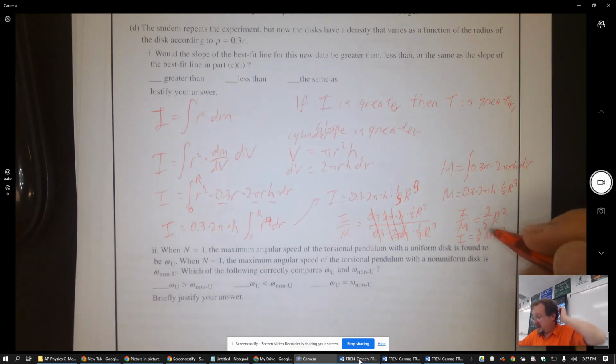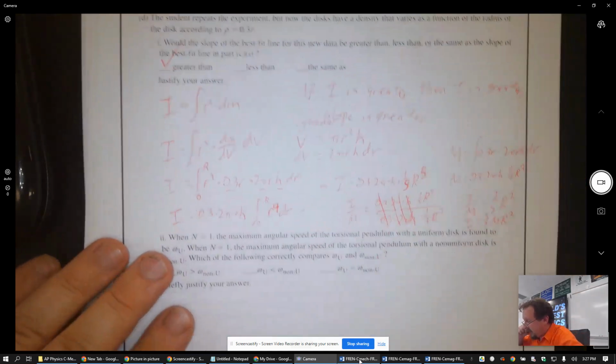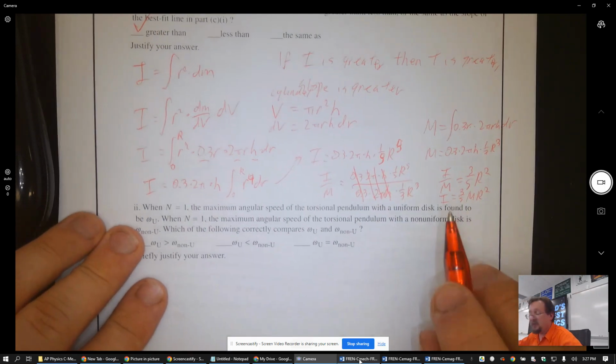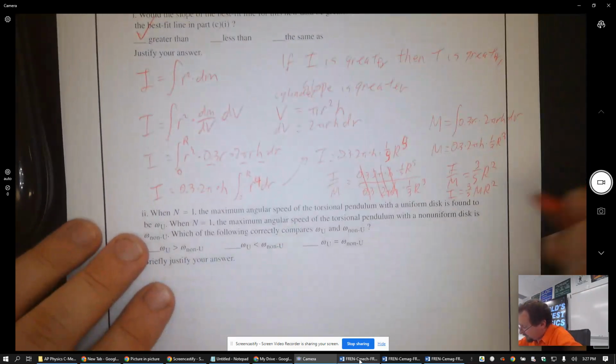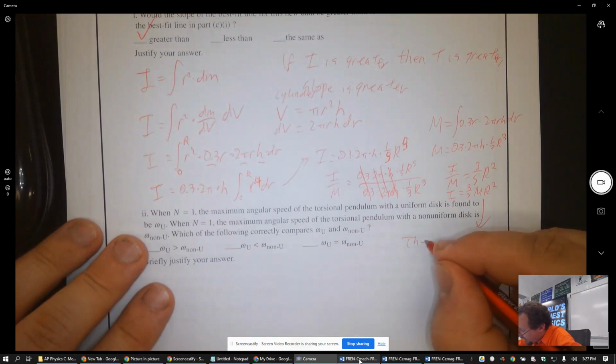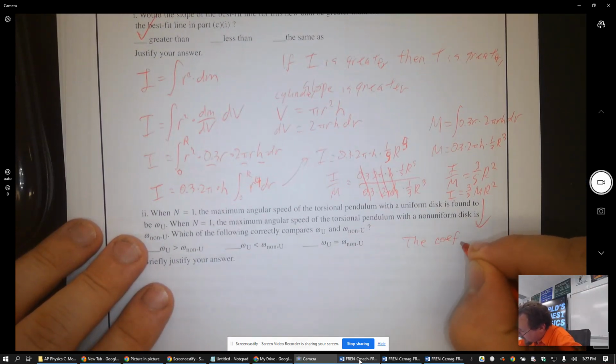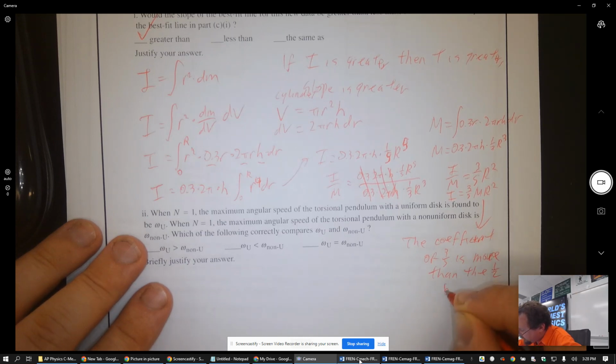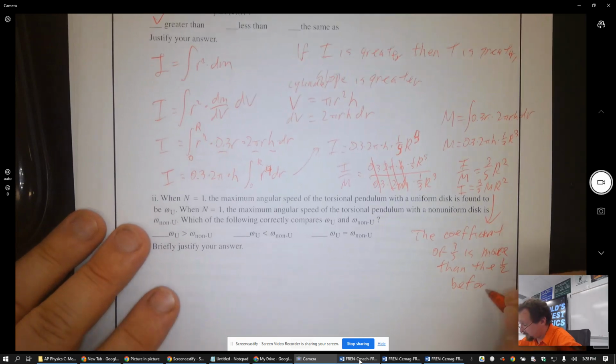So I'm going to say that the period is greater than. And why am I going to say it's greater than? Because the coefficient of 3/5 is more than the 1/2 before. You got me. What was I supposed to say?